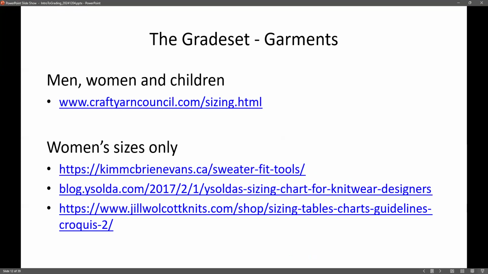So that's for accessories. For garments, there are a couple of resources available. The Craft Yarn Council, as I referenced, has body measurements for both men and women. There's actually a massive hole in the industry. We don't have a lot of good body measurement information for men. It's mostly for women. Okay. For women's sizes only, Kim McBride Evans has done some good work in this area. Isolda, as I mentioned, has done some good work in this area. And then there's also a designer called Jill Walcott Knits who's done some work in this area. And these people are making these grade sets publicly available that you can use. Does that make sense? Does that help a bit?